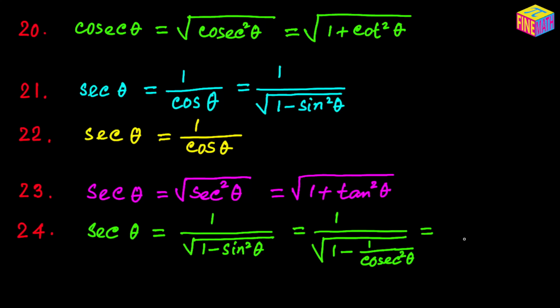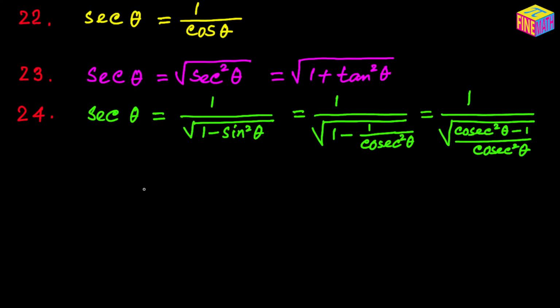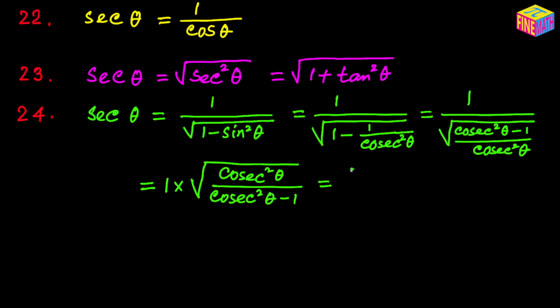And then from here, what do we get? Well, we get 1 over square root of cosecant square theta minus 1 whole divided by cosecant square theta. And from here, we can say this is equal to, see the cosecant square theta at the bottom will come to the top, because if we flip it, it is in reciprocal form. So then it will become 1 multiplied by square root of cosecant square theta divided by cosecant square theta minus 1. And this is nothing but cosecant theta. So coming out of the square root, this will become cosecant theta divided by square root of cosecant square theta minus 1. And this is the value of secant theta in terms of cosecant of theta.